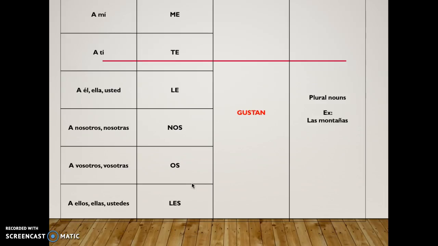Let's say, he likes Pepsi products. You could say, a él le gustan los refrescos Pepsi. Okay? Say, we like cars. Nos gustan los carros. Y'all like birds. Os gustan los pájaros. And Juan and his family, or they, like tacos. A Juan y su familia, les gustan tacos.